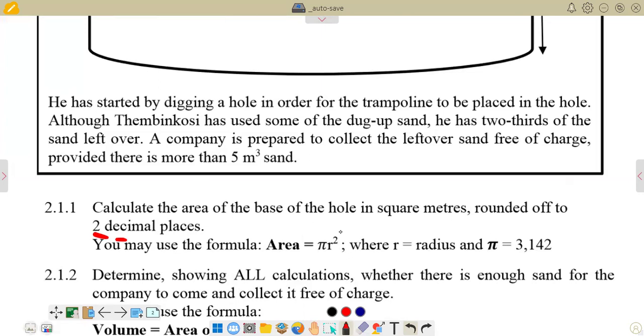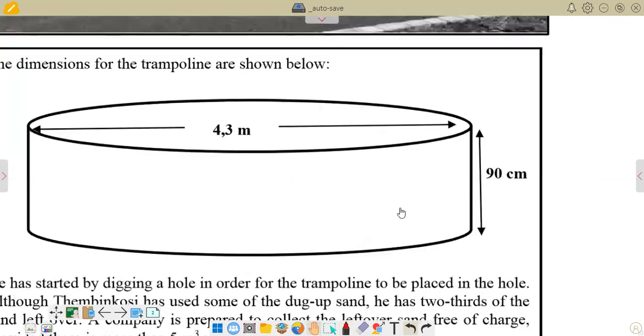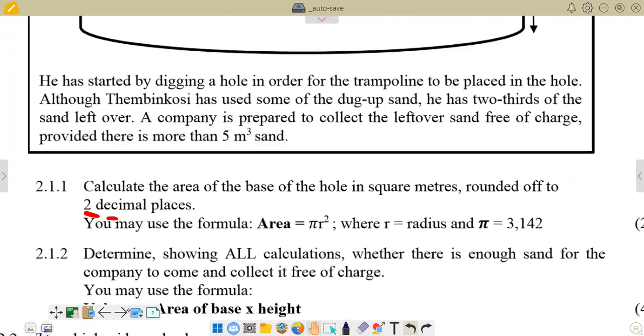Now we can find the value of r according to the question. Our r is our radius, which is half of the diameter. If you go back to our question, you see that our diameter is 4.3 meters. To get our radius, we say 4.3 divided by 2, and we get 2.15 meters. So this is our radius, and we're just going to substitute it into the formula.